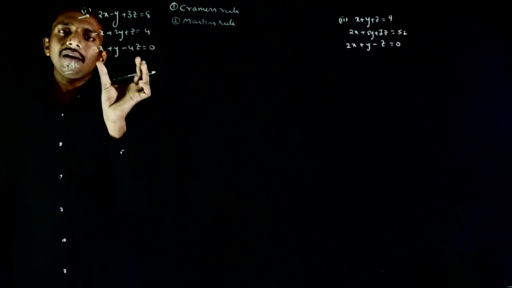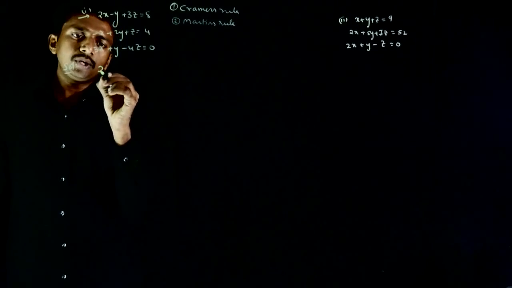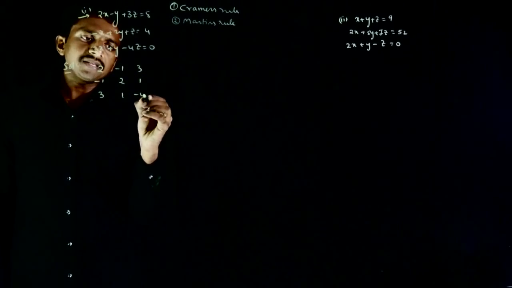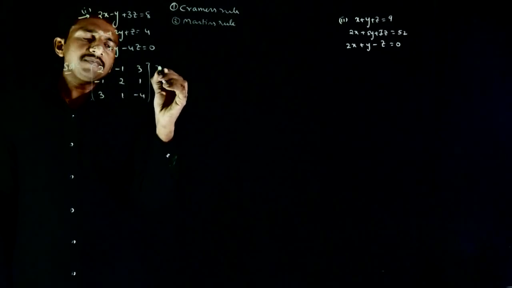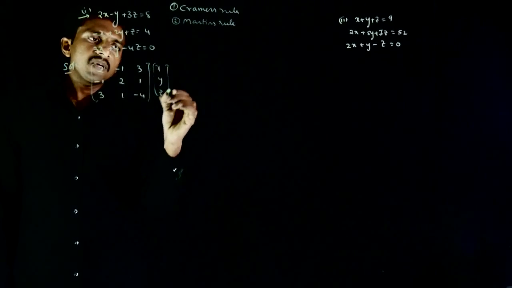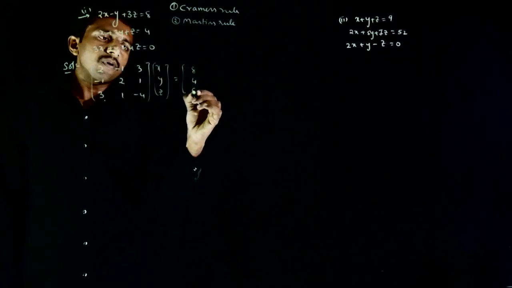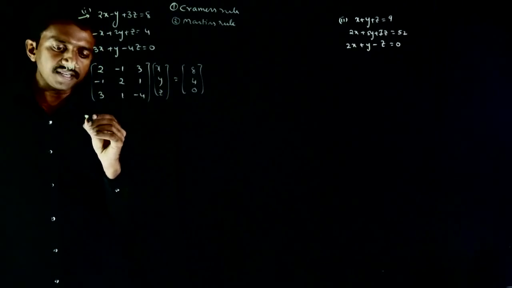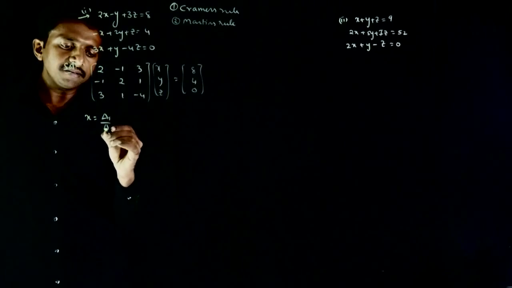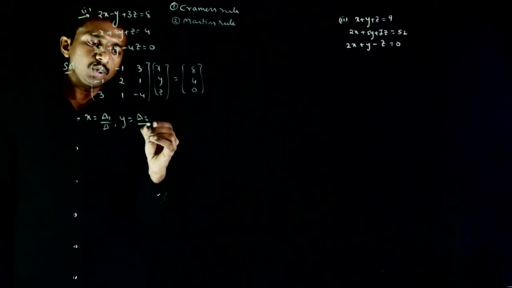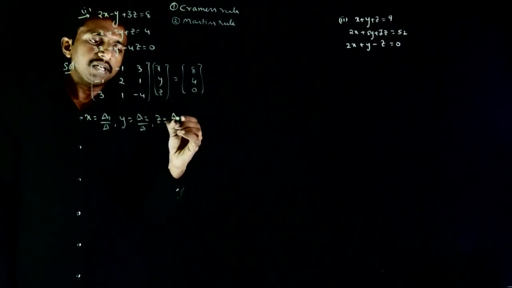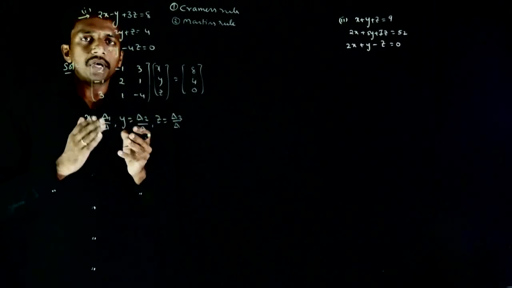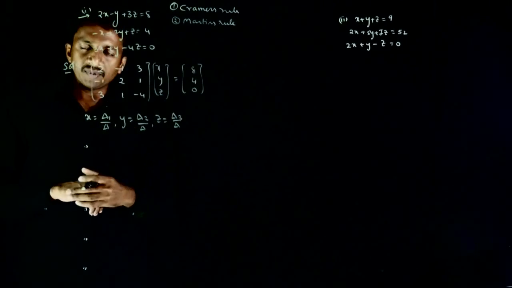So what is the matrix form of these equations? [2 -1 3; -1 2 1; 3 1 -4] times [x y z] is equal to [8 4 0]. So using Cramer's rule, the formula for xyz is x is equal to delta 1 by delta, y is equal to delta 2 by delta, and z is equal to delta 3 by delta. So these are the formulas if you are going to solve the linear equations using Cramer's rule.